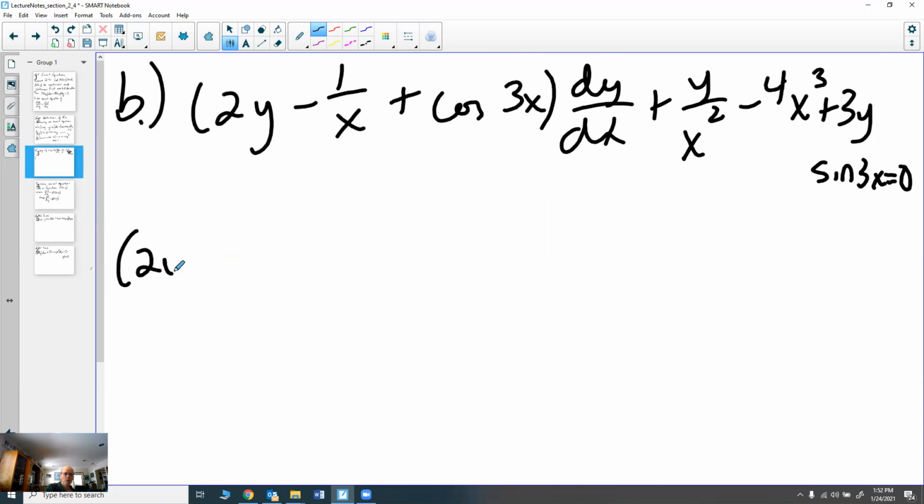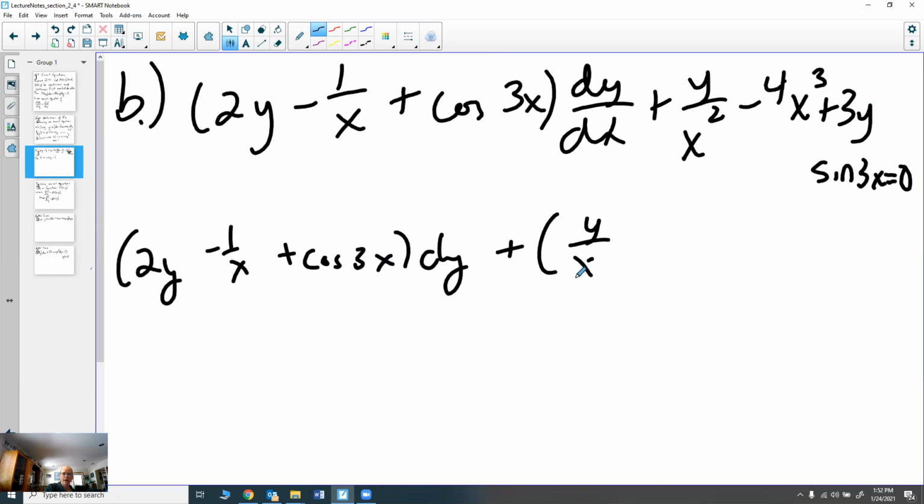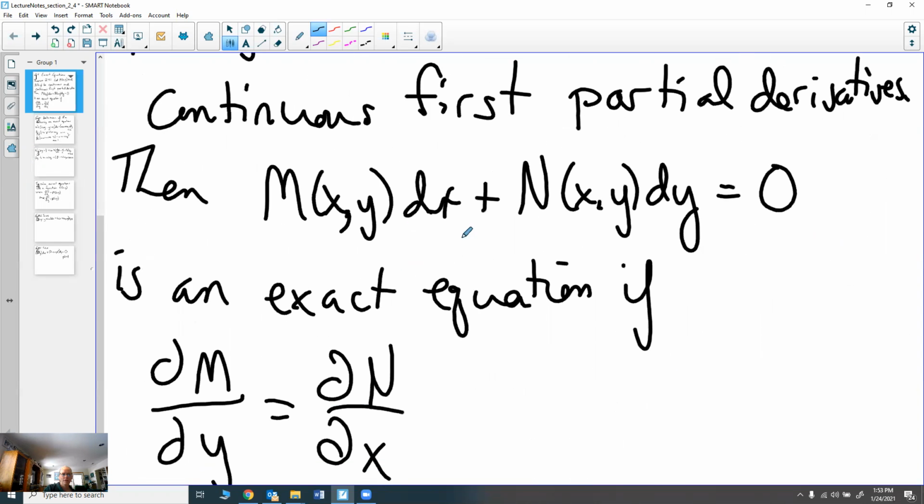So I end up with 2y minus 1 over x plus cosine 3x dy plus y over x squared minus 4x cubed plus 3y sine of 3x times dx equals 0. The reason I did this is I wanted to figure out what my m is and what my n is. If you need to, go back. I need to, because I always need to. My n is the one attached with the dy. My m is the one with the dx.